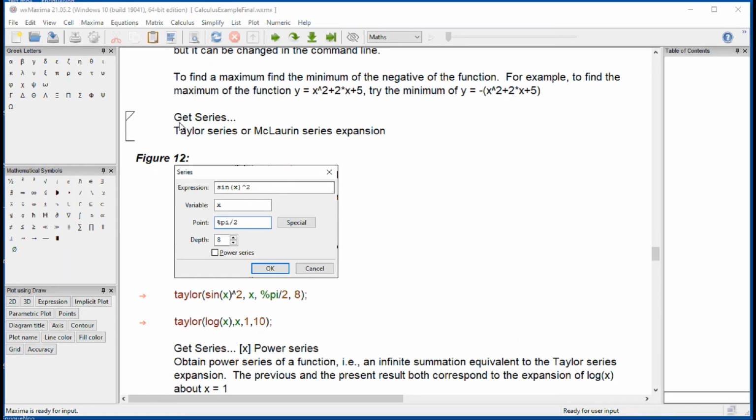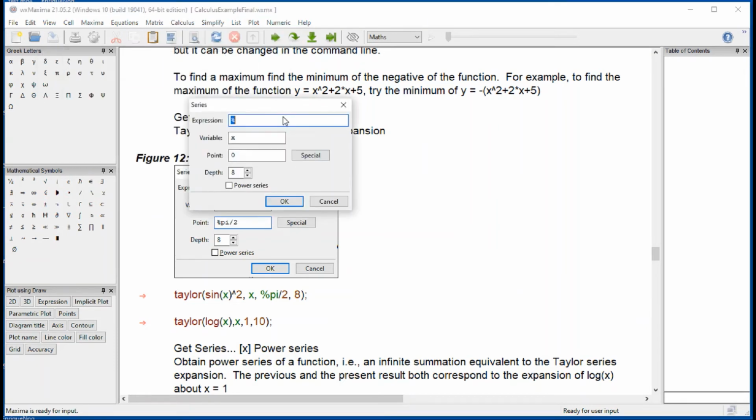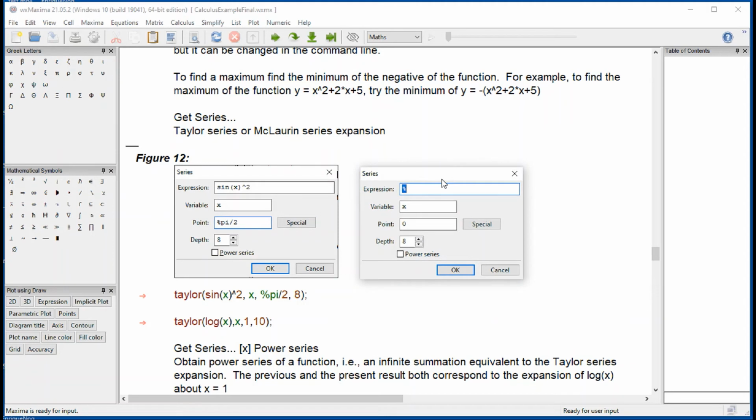Continue now with the option Get Series in the menu. That wants to expand a function in a Taylor series or Maclaurin series. That's when the point of expansion is 0. So we go to Calculus, Get Series, and say we're expanding the series for sine of x squared, and we're going to expand it around the point pi over 2.